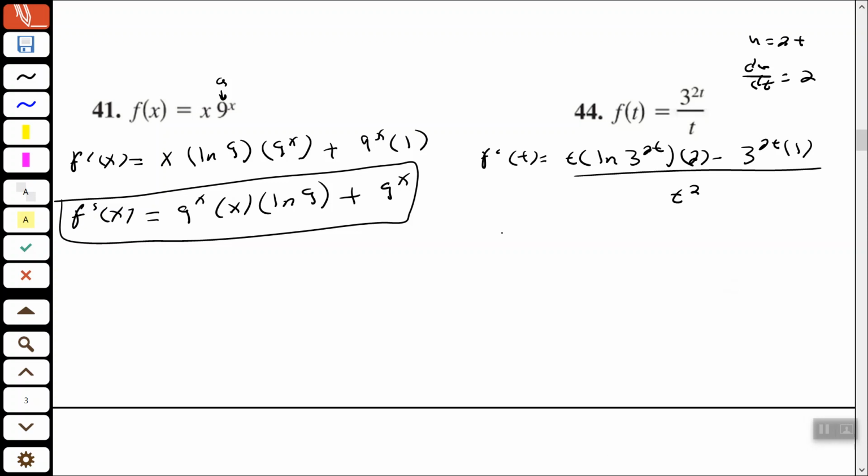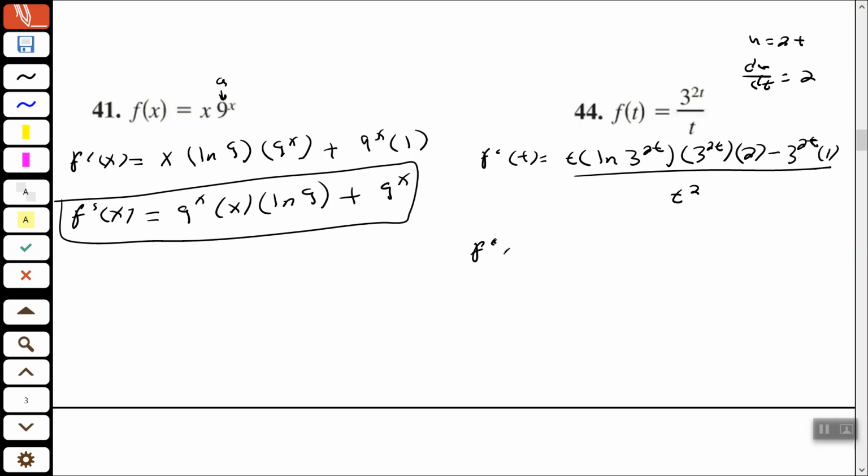Okay? And again, if you want to clean that up some, you can. Let's see here. Looks like I made my one mistake for today. That should be times the 3 to the 2t, and then times that 2. Sorry about that. And then minus 3 to the 2t times 1.